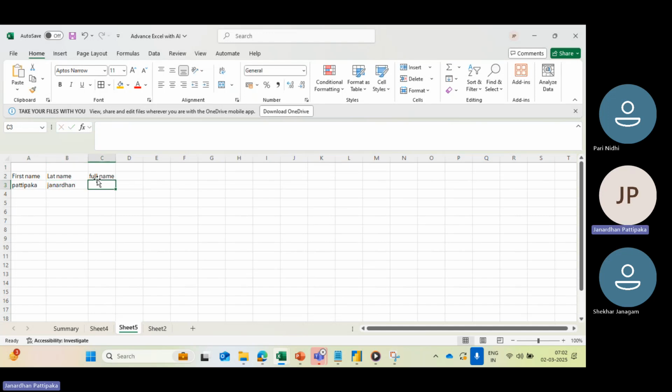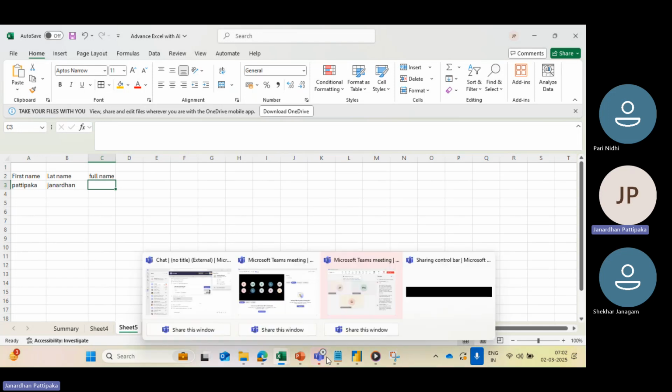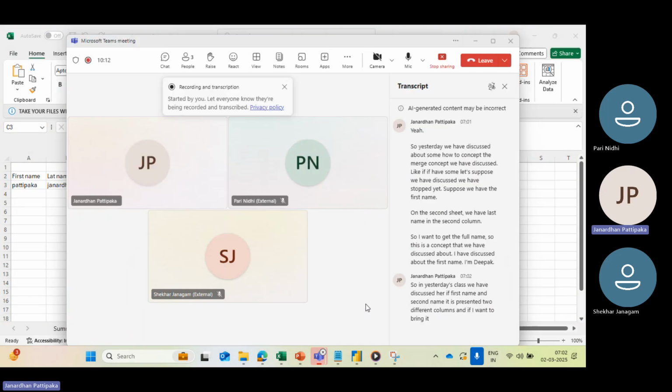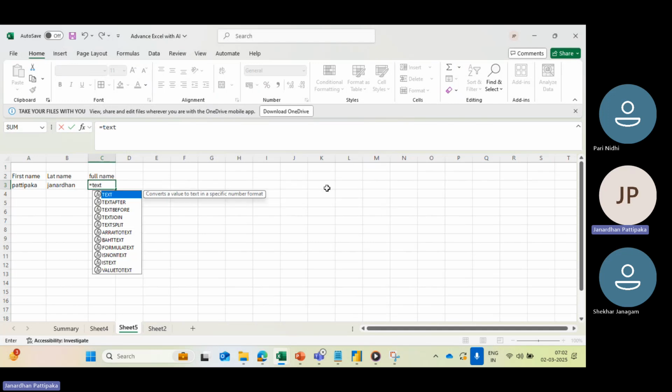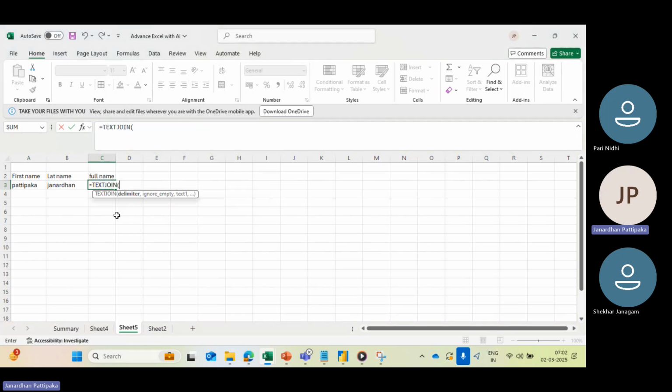In yesterday's class, we discussed what to do if the first name and second name are present in two different columns and I want to bring them into a single column. In the last class, I explained a new function called TEXTJOIN, so you can join the text. When you click on text, you will find the formula TEXTJOIN. Select that and press the Tab button.